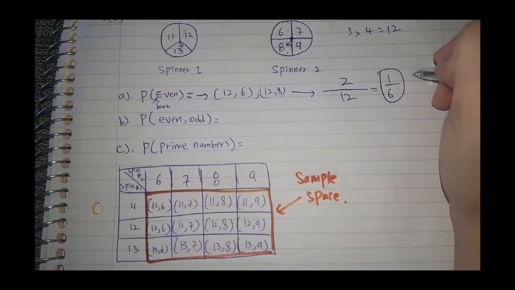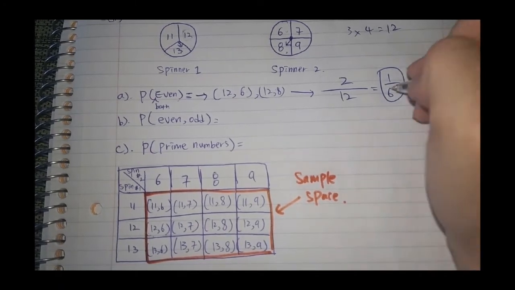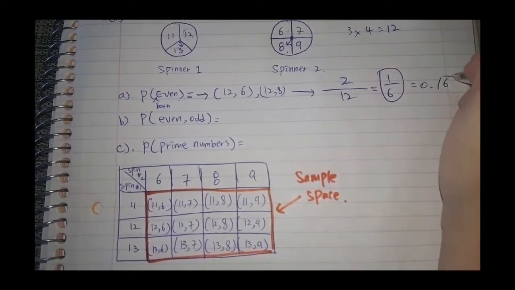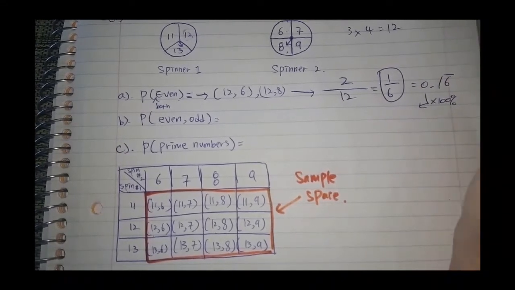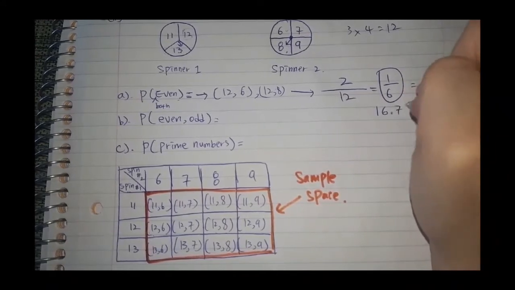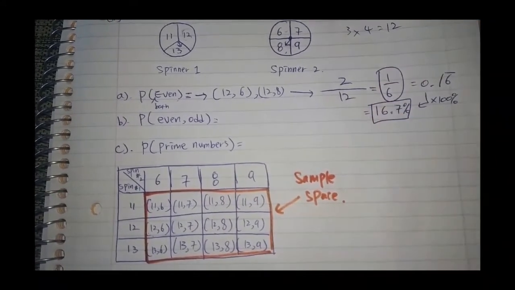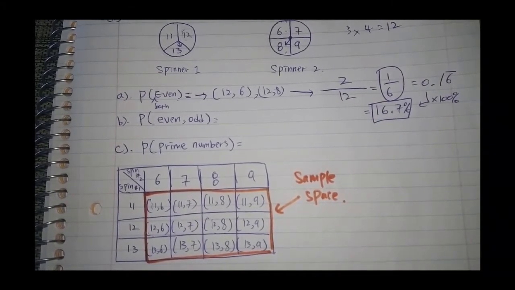And if you perform this calculation using a system tool, which is the calculator that you guys have, I am taking it out from the computer. 1 divided by 6 gives you 0.16666 repeating. And if you multiply this by 100%, then you will find that it is 16.7% possibility, and that's the probability of having an even number for both situations.